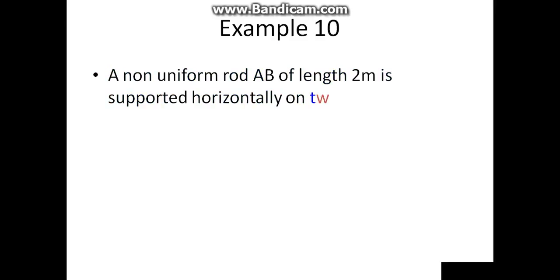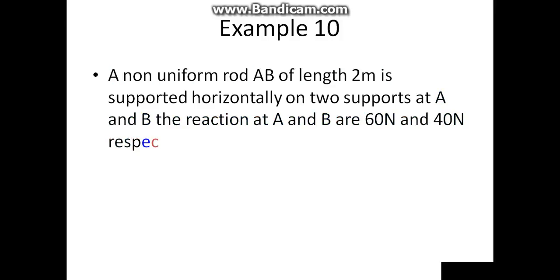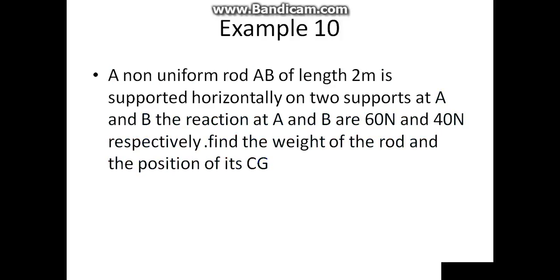Example 10. A non-uniform rod AB of length 2 meters is supported horizontally on two supports at A and B. The reactions at A and B are 60 Newton and 40 Newton respectively. Find the weight of the rod and the position of its center of gravity, CG.